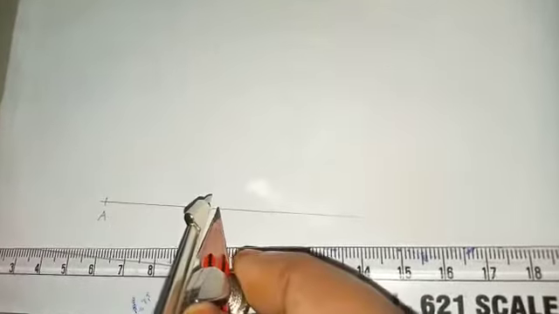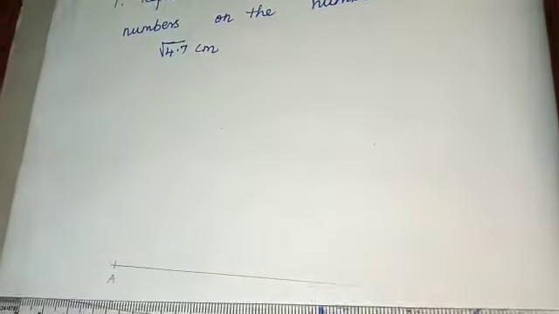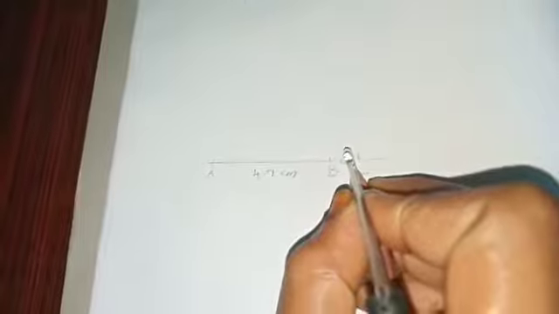Next mark a point B. Here the number is 4.7, and the question is root 4.7. So you take the measurement of just 4.7. This point you mark as B. So AB is 4.7 centimeter. Next, mark a point C such that BC is 1 unit, that is, BC is 1 centimeter.